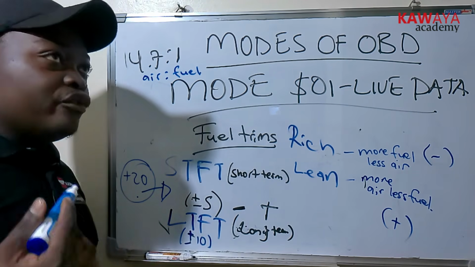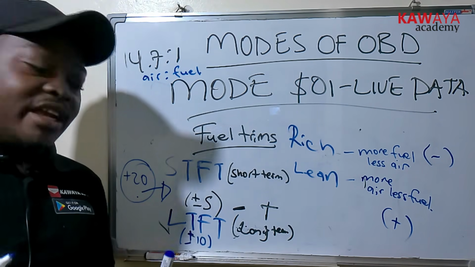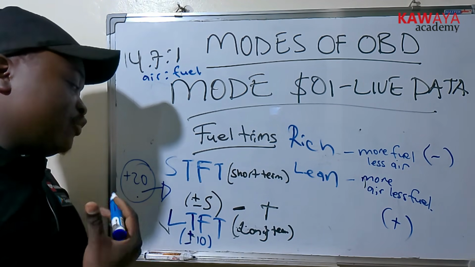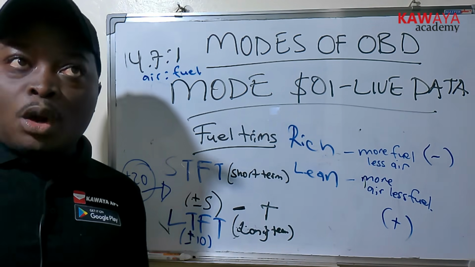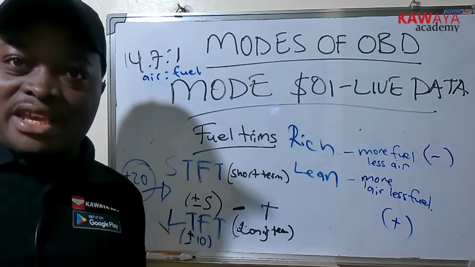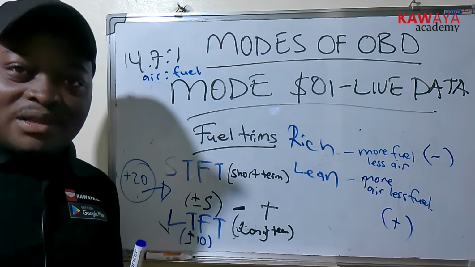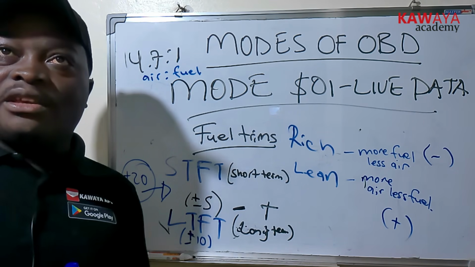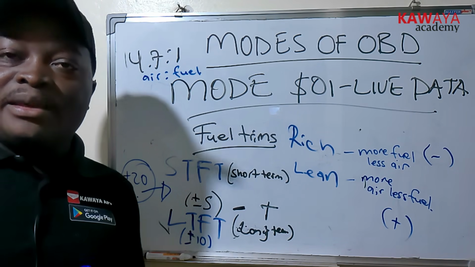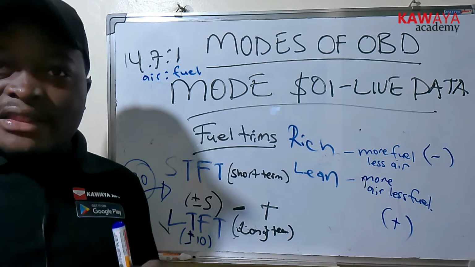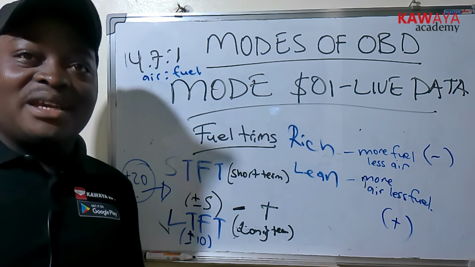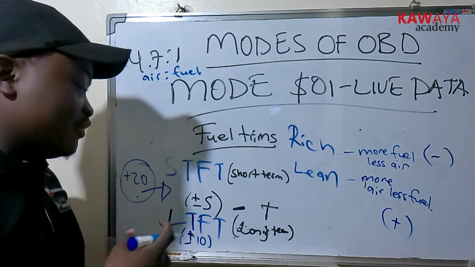So if you're viewing the live data and you're looking at the long-term fuel trim and you observe it is positive 20, you have to analyze what causes this excessive air to enter into the chambers. Is there something with the mass airflow sensor? Is there something in the inlet? Which other values am I seeing that are abnormal? So you have to investigate.